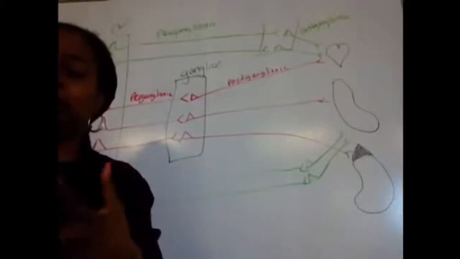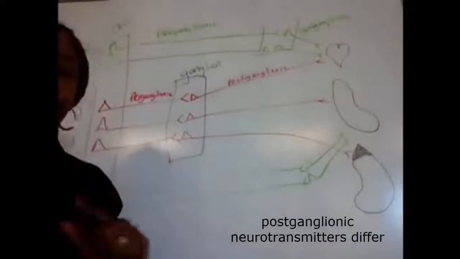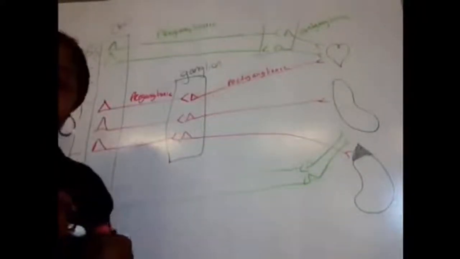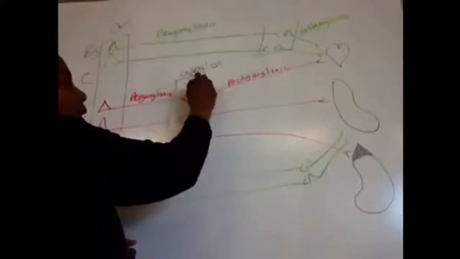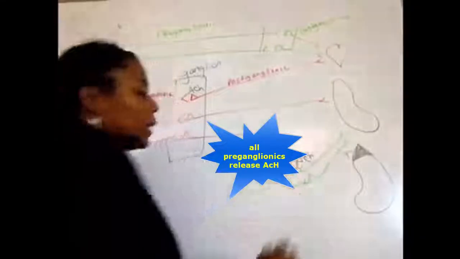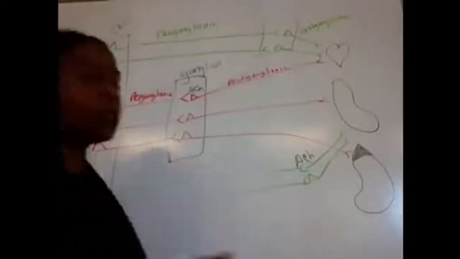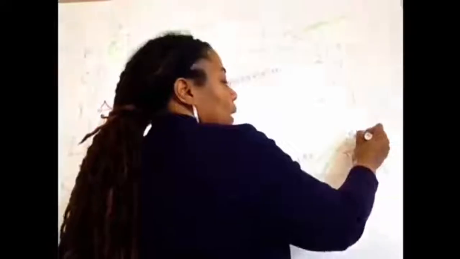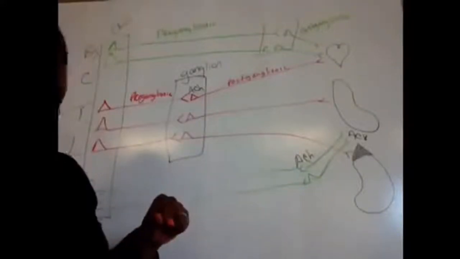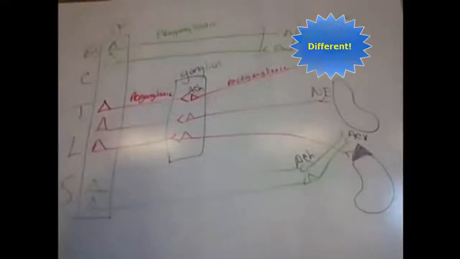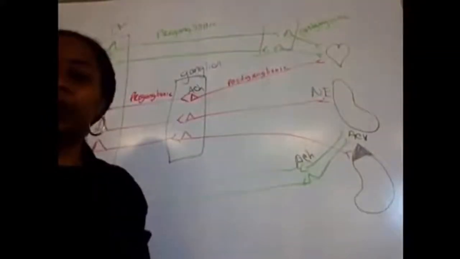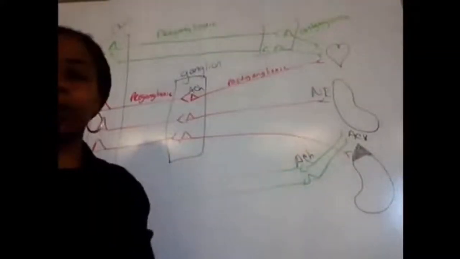And the third major difference is the neurotransmitter that's released by the postganglionic neurons. In both divisions, the preganglionic neurons release acetylcholine. In the parasympathetic division, acetylcholine is also released by the postganglionic neurons. Whereas in the sympathetic division, the postganglionic neurons release norepinephrine. Rare exception is the sweat glands. They actually also use acetylcholine. But for the most part, they're releasing norepinephrine to have an effect on the target organ.